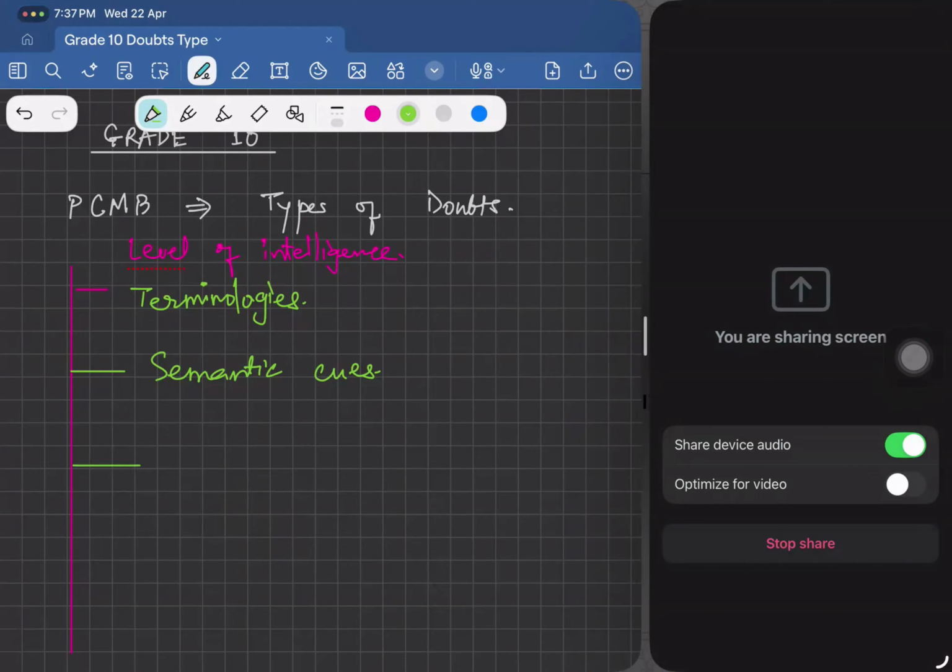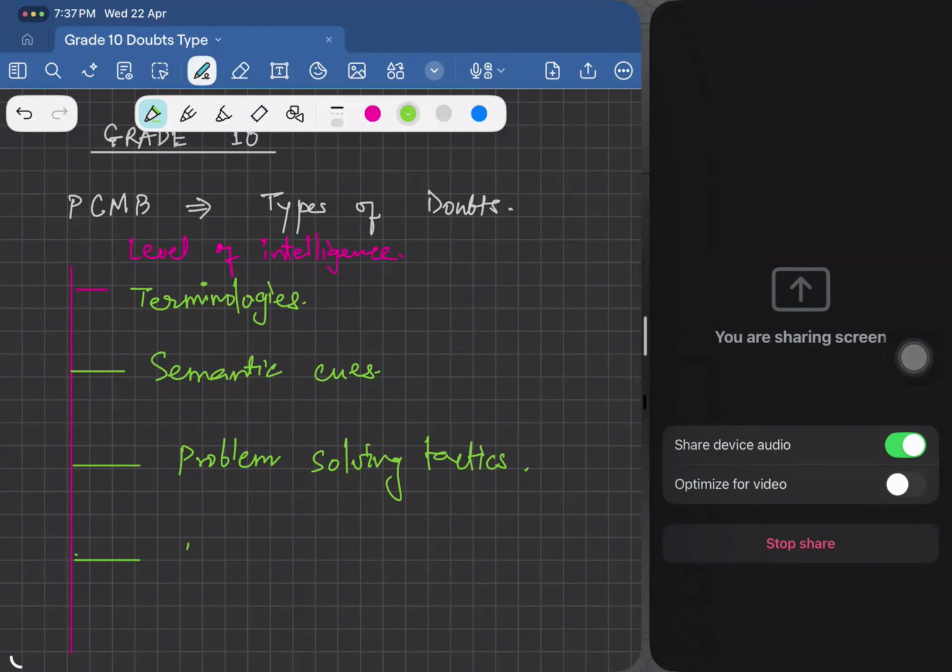The third level of intelligence is the problem solving tactics. Like knowing shortcuts, if I simply do Control F or something like that, or just by clicking on a certain thing I can unmute someone or record the session. Knowing those shortcuts and tricks of solving certain things are the problem solving tactics. That is the third level of intelligence.